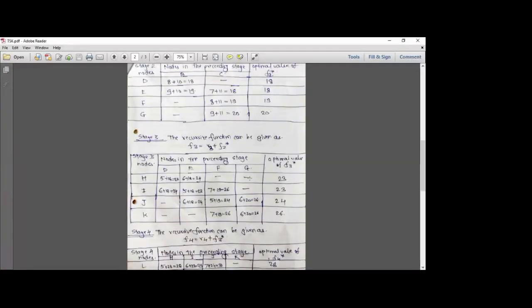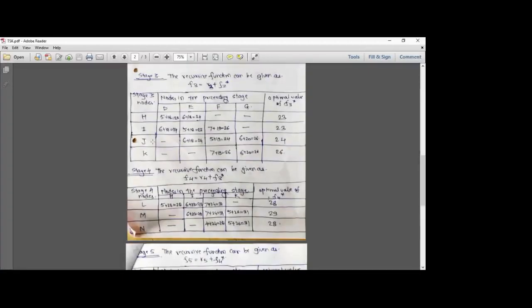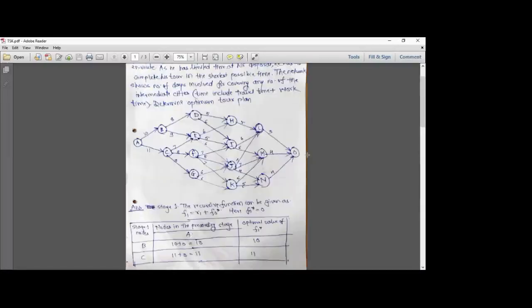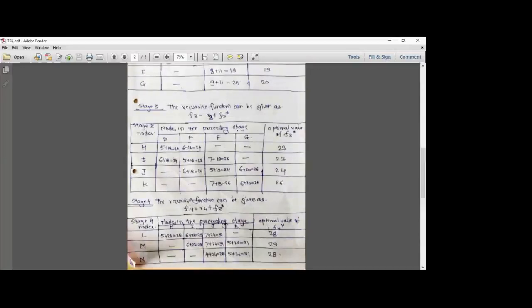Moving ahead, stage 3. We have written the recursive function here. The recursive function is F3 equals R3 plus F2 star, right? What are the stage 3 nodes here? Stage 3 nodes are H, I, J, and K, so we have written the H, I, J, and K nodes here. Similarly, the nodes in the preceding stage are D, E, F, G, right? Now the R3 values that we have to identify.